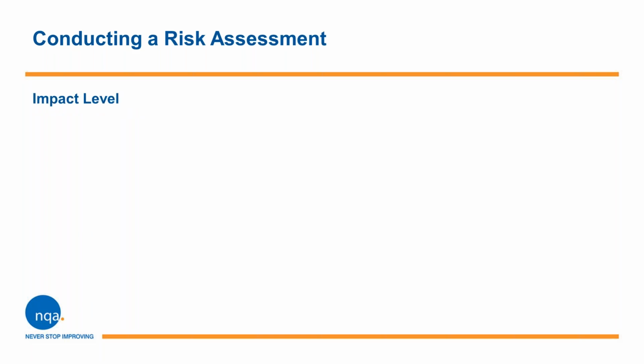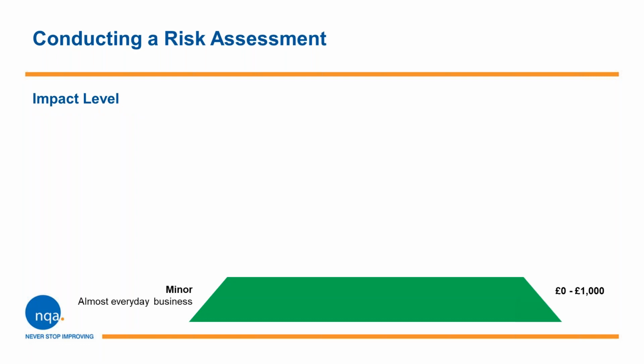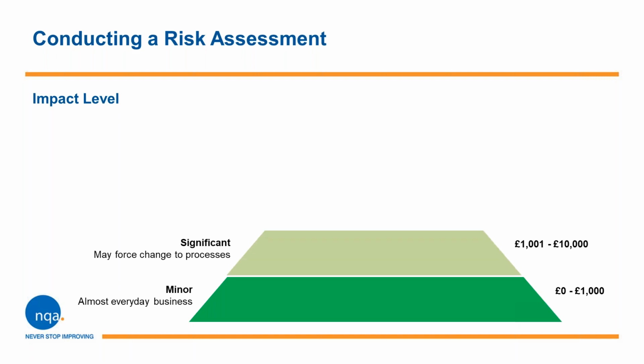Now, when we talk about impact level, again, this is quite a crude example. It shows you the differences between the quantitative and the qualitative risk assessment. If we start off at the bottom there, our lowest risk, if you look at the quantitative risk assessment, well, a minor impact costs a company between £0 and £1,000, or it's almost everyday business. Okay, we can crack on with that. Then we move up a bit, so we've gone from 0 to 1,000 now to over 1,000 to 10,000. This is a significant impact, and it may force you to look at your processes and change how you do things.